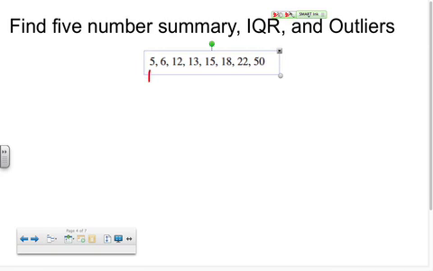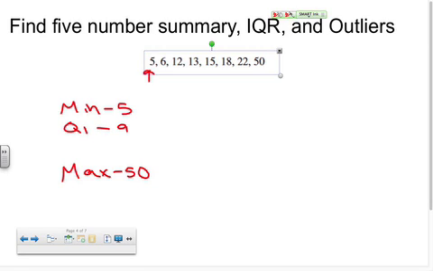Obviously, we know the minimum is 5. The maximum, we're going to write the maximum down here because we want the other numbers in between it, is 50. Okay. Then we're going to find Q1, which is 9. The median, which is 14. And Q3, which is 20.